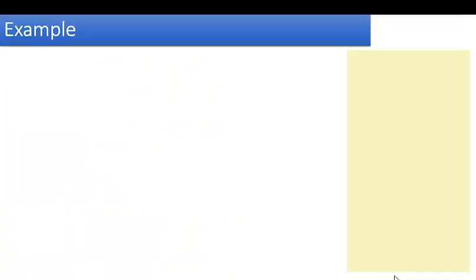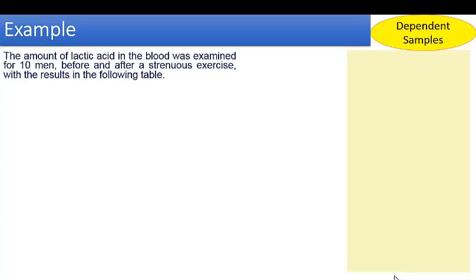And finally, we are moving towards the last scenario where our samples are dependent, where we have paired observations, dependent samples. We will now look at how to perform the testing of hypothesis for comparing two means in case of dependent samples or in case of paired observations. Let us just go through the example.